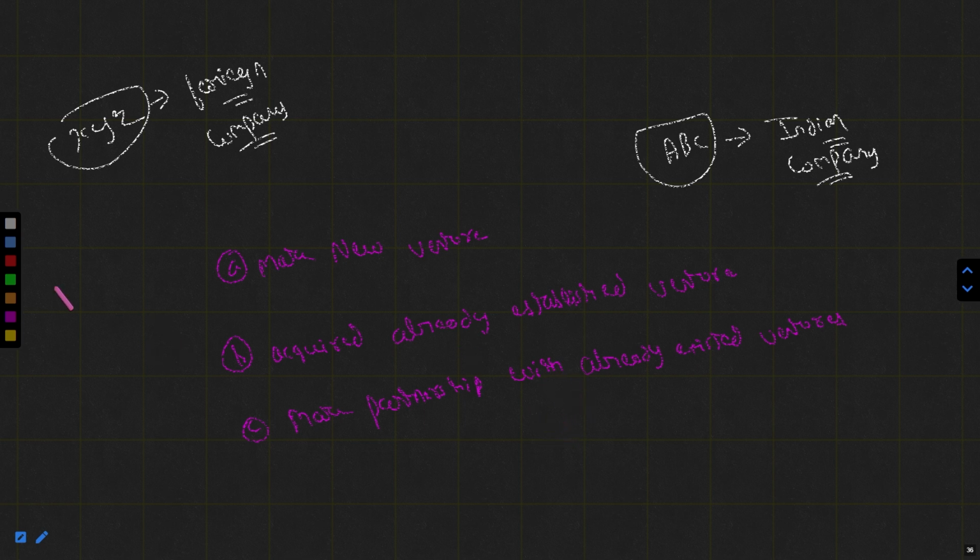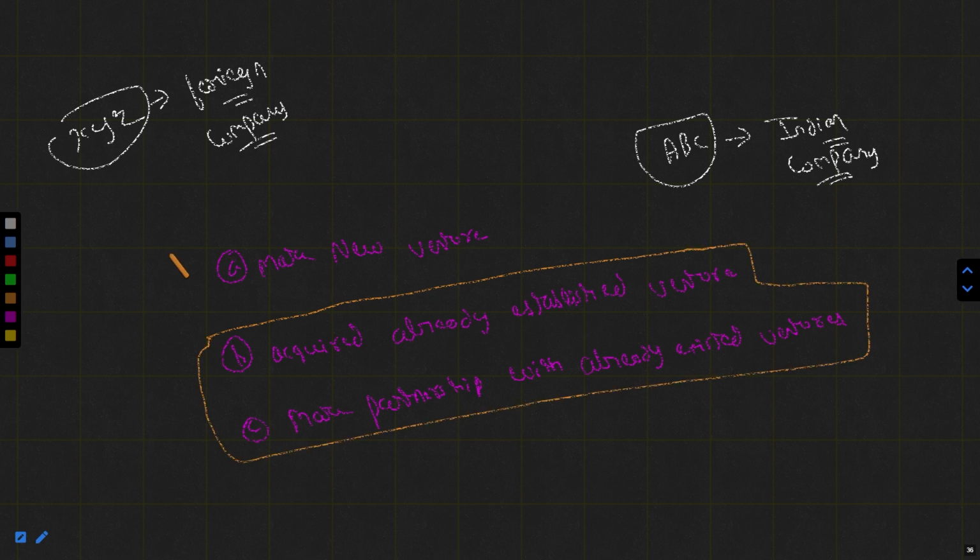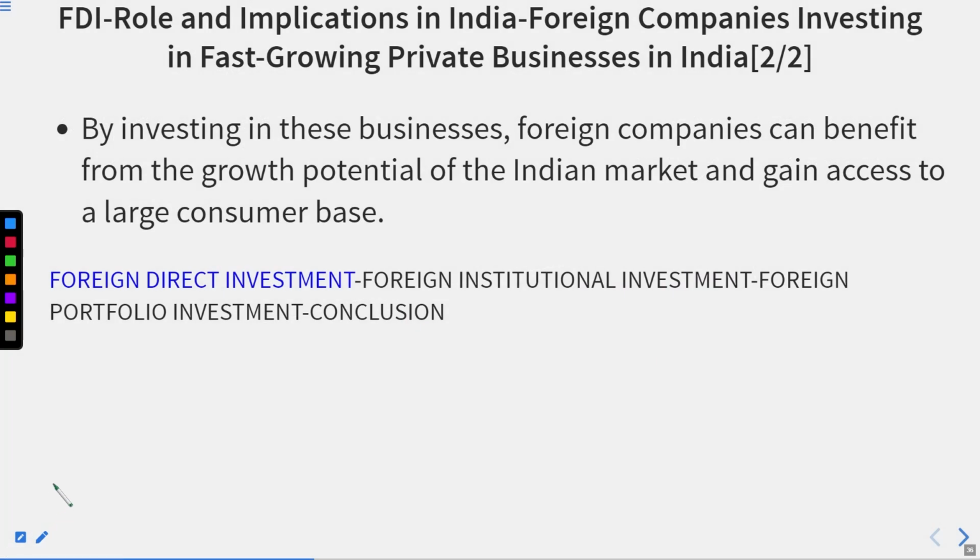Okay, so when we talk about this scenario, we are talking about these two conditions. XYZ will get two chances: whether they acquire ABC or make a partnership with the already existing venture. If ABC is usually growing, it means that the consumer base and the reputation of ABC in the market will also be enhanced. So that benefit will be directly transferred to XYZ if XYZ invests, and by this you can also conclude that the growth potential of the Indian market, aligned with the success gained by ABC, will be handed over to XYZ, and XYZ will also get access to the large consumer base.